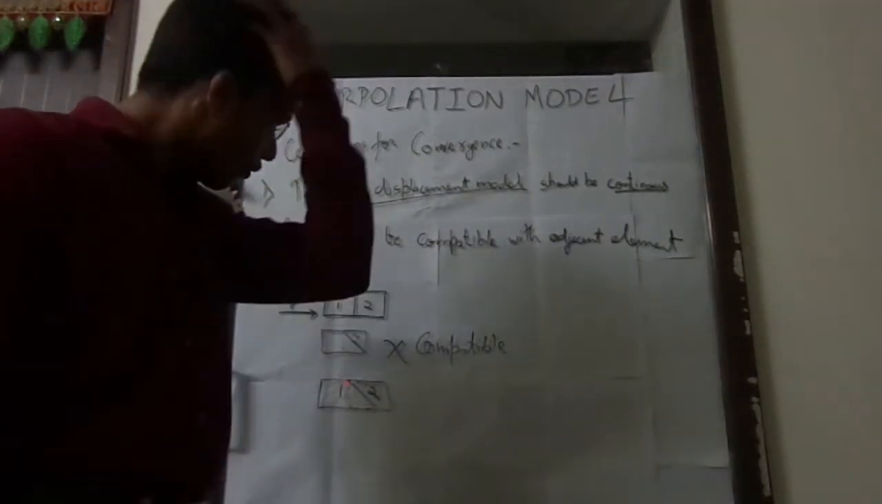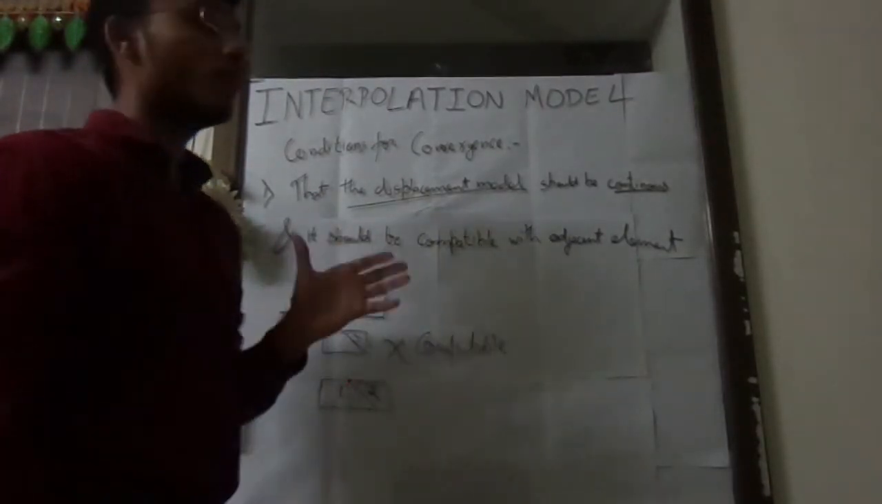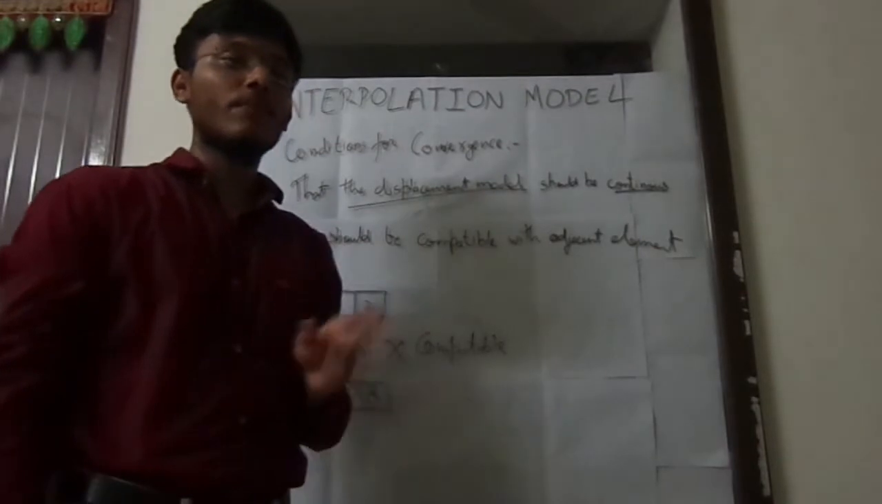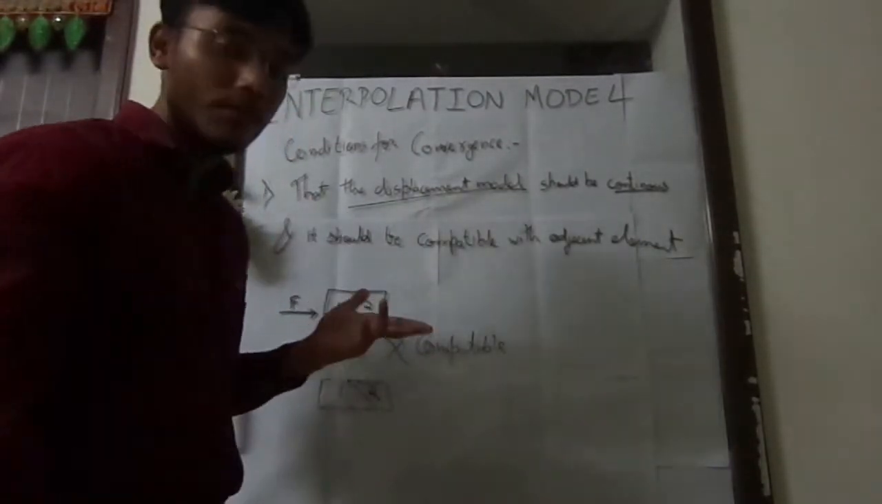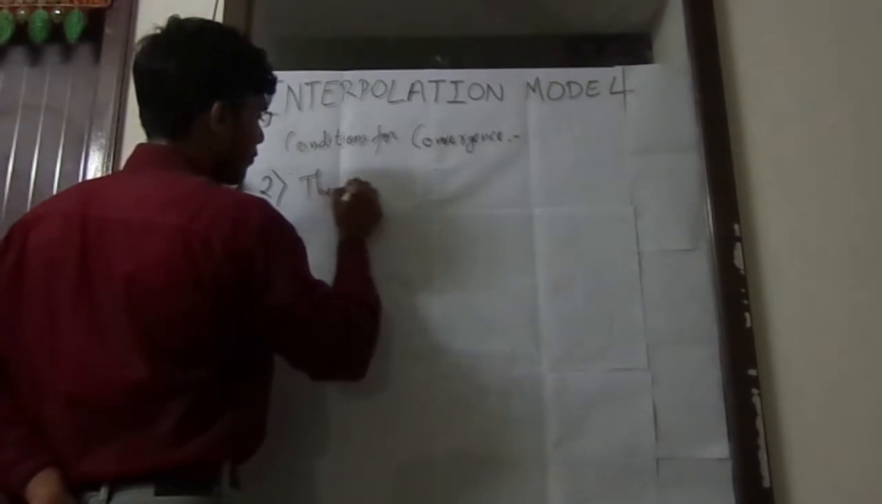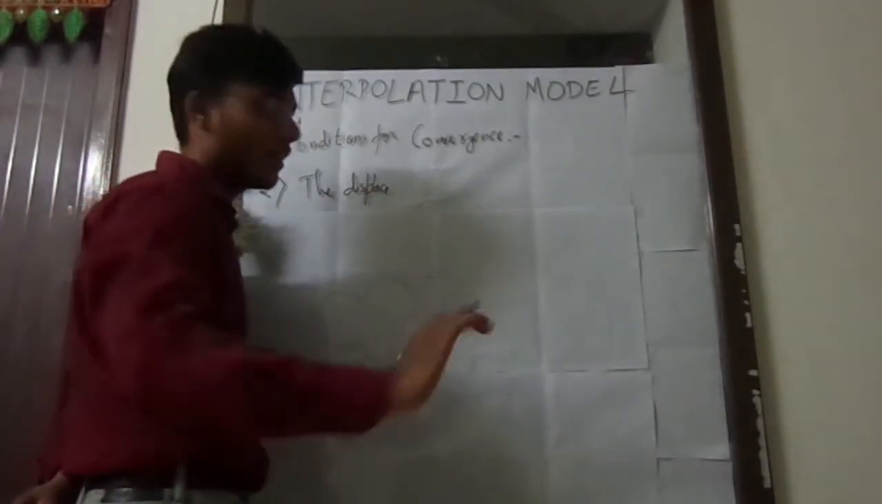So I hope the first condition is clear to you. Let us repeat the first condition. The first condition is the displacement model should be continuous and it should be compatible with the adjacent element. Now the second condition is the displacement model. Now this displacement model is going to be constant in all the other conditions.